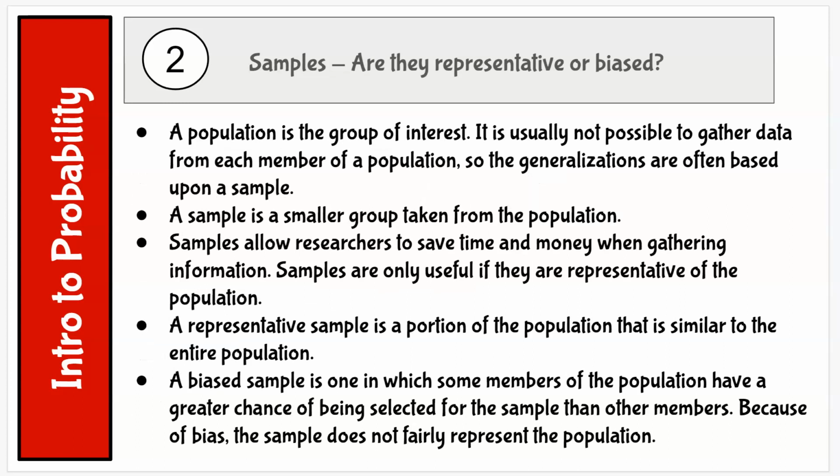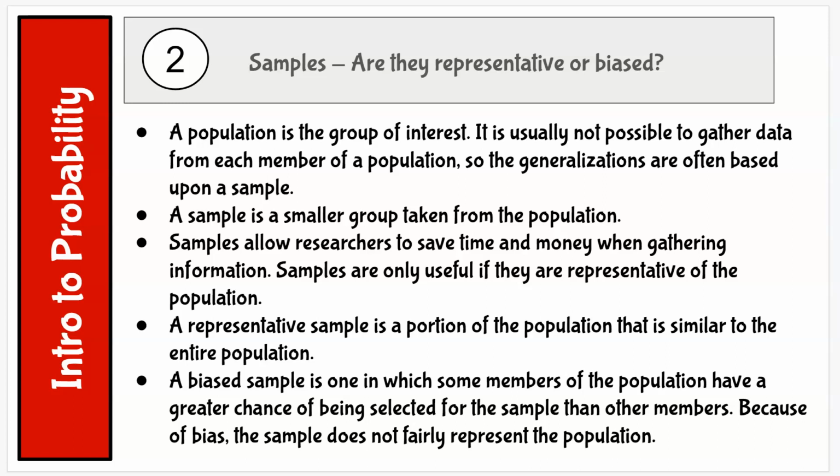So some more definitions we need. Are samples representative, or are they biased towards something? When you hear me say population, that's the group of interest, everybody included, and it's usually not possible to gather data from each member of the population. Like if we were trying to get the vote of all United States citizens on whether they like brown gravy or white gravy, we would have to survey millions of people.